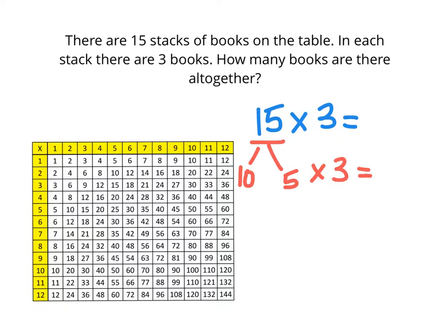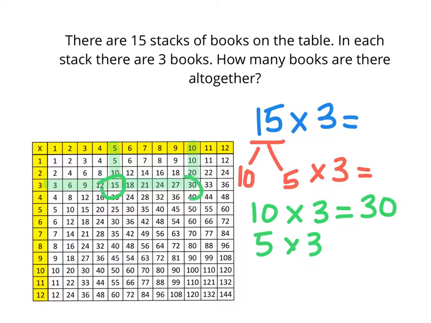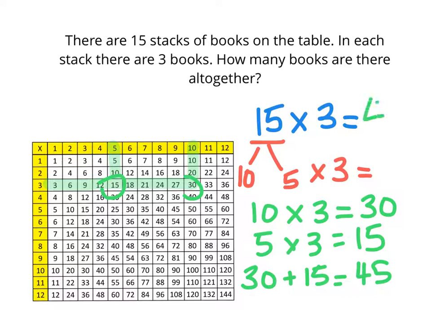So first I'm going to go 10 times 3 equals, and find that here, 10 times 3 is 30, and my next move is going to be 5 times 3, so I've got 5 and 3 there, and that's 15. So 10 times 3 is 30, 5 times 3, I can see here, is 15, and 30 and 15 are 45. So my answer to 15 times 3 is 45.